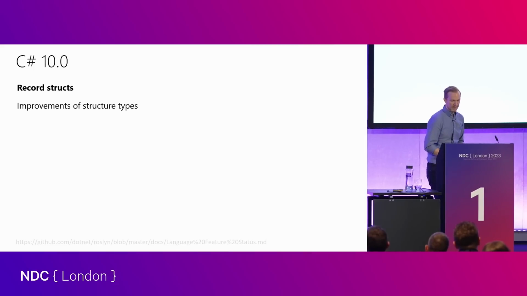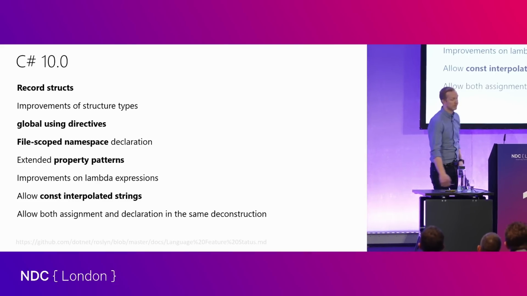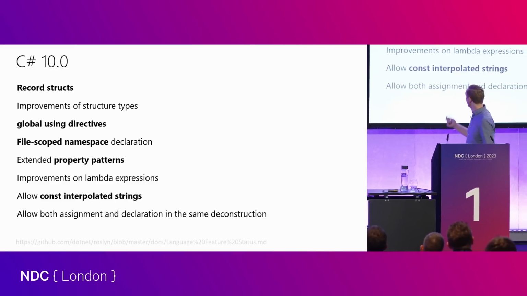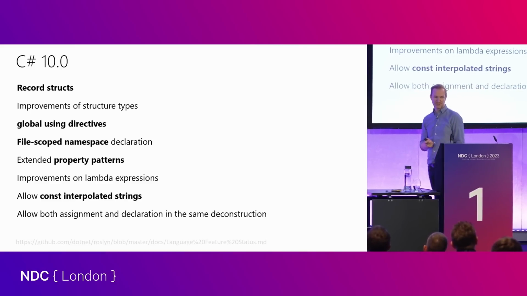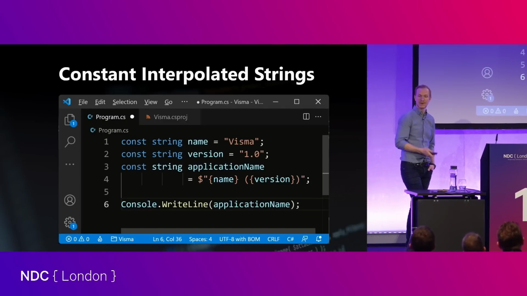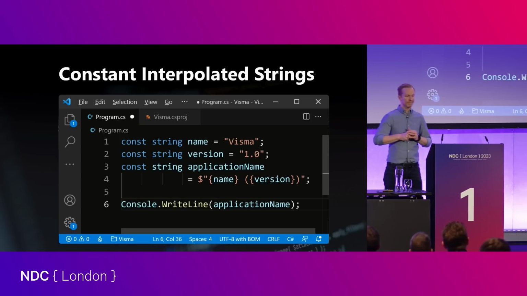So C# 10, as I mentioned, introduced quite a few things as well, but not as groundbreaking as what we saw in C# 8 and 9. It did add something called constant interpolated strings, which is what some people have been asking for as well. So if you have a constant string, previously you couldn't use that when you did string interpolation.